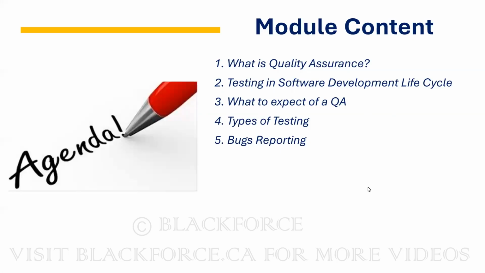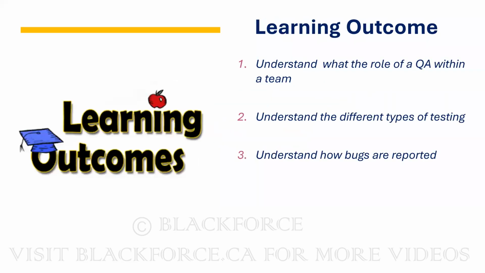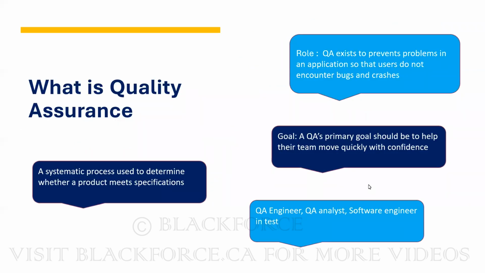Good. So we're going to be focusing on what is quality assurance, testing in the software development lifecycle, what to expect from a quality assurance person, types of testing, and bug reporting. So you understand what the role of the quality assurance person is within the team, understand the different types of testing, and understand how bugs are reported. Okay, so let's start. What is quality assurance?